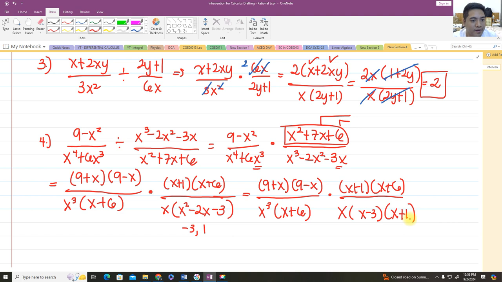So that's it. Oh, I'm sorry. This should be 3 plus x, not 9 plus x. So 3 plus x, 3 minus x. Because for 9 minus x squared, if I get the square root of it, this would be 3. So 3 plus x and 3 minus x. It should be 3, not 9. Okay, I'm sorry. So this would be 3 plus x, 3 minus x.